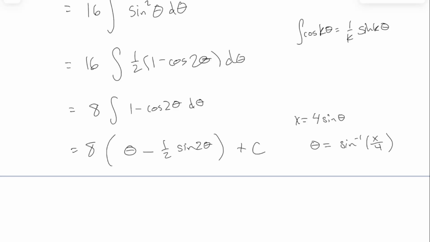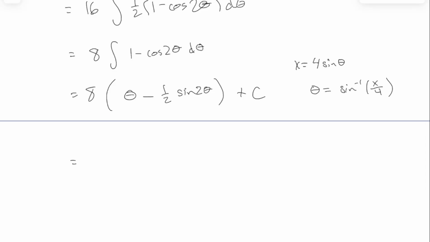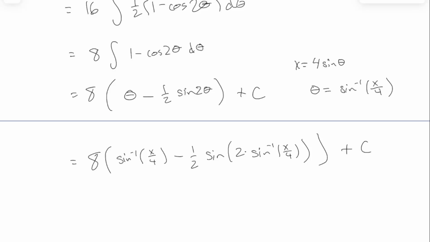All right. So my final answer shall be 8, theta, no, not theta. Inverse sine x over 4 minus 1/2 sine of 2 times inverse sine x over 4. There you go, plus c.